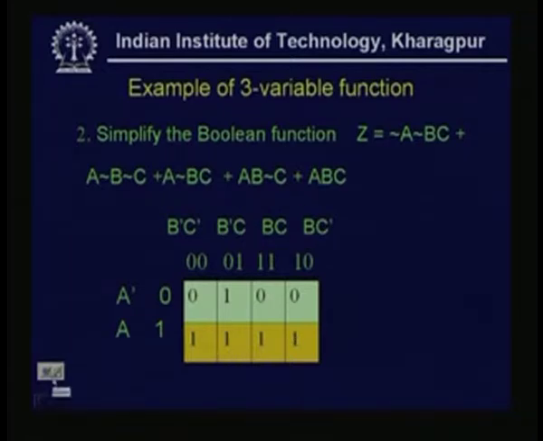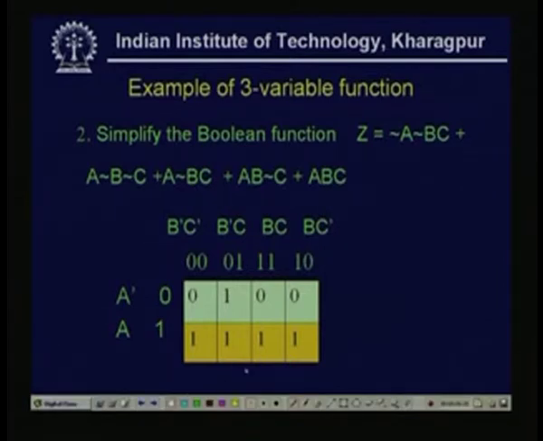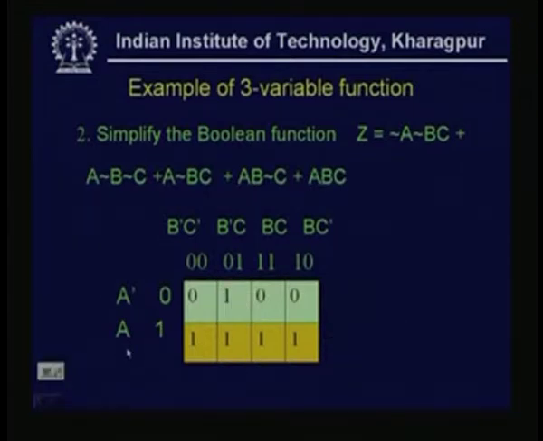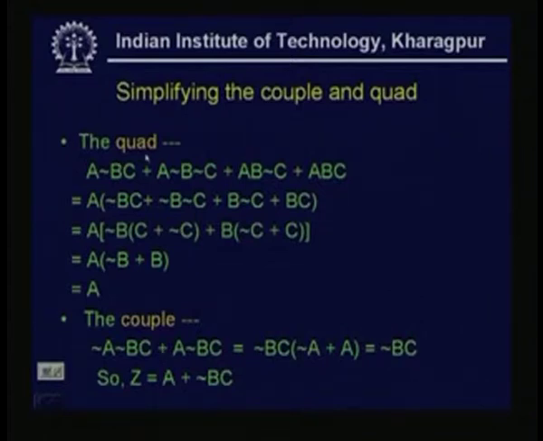Now, see, here we are getting one quad, and we are getting another couple. So, in this K map one couple exists and one quad exists. So, what will the quad reduce to? The quad will be the second row. So, second row means these 4 min terms.